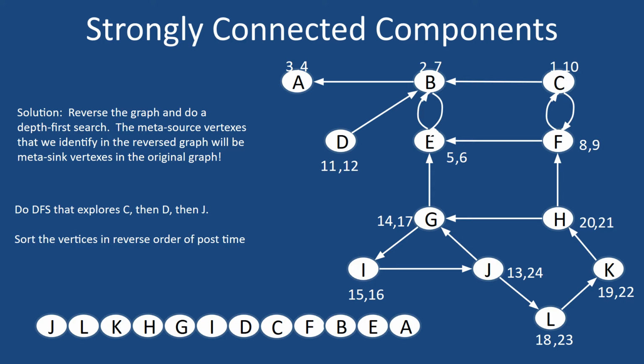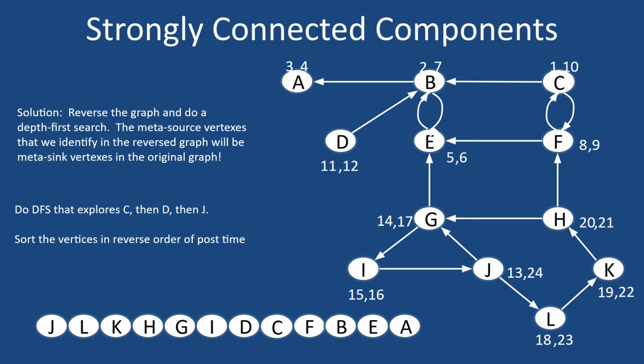Okay, so let's see. J comes first. So it had the highest post time. That means J is in a meta source of this reversed graph. Is that correct? Sure. That chunk at the bottom of 6, that originally was a meta sink, but now in the reverse graph it's a meta source. And A comes last, because it was a meta source originally, now it's a meta sink. So we reverse the graph and do the sort just to get this ordering.